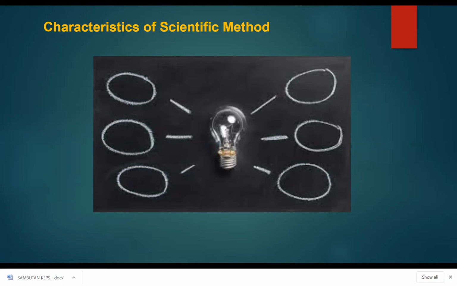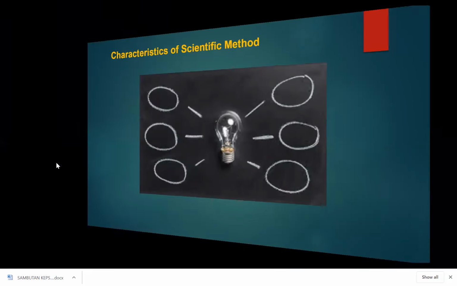Not, for example, you're doing something without any concept. Just do it without any planning, without anything written. So it is not true. So in doing scientific method, it must be written, it must be conceptual. The steps are clear from one step to another step. So this is what we call a scientific method, which must be conceptual.